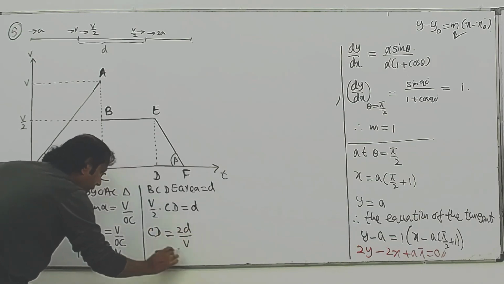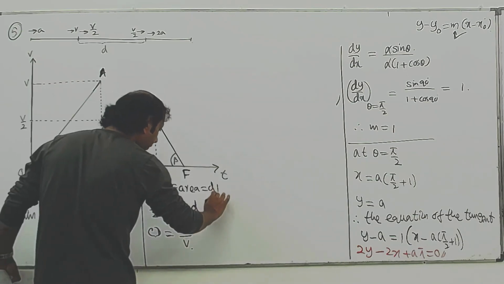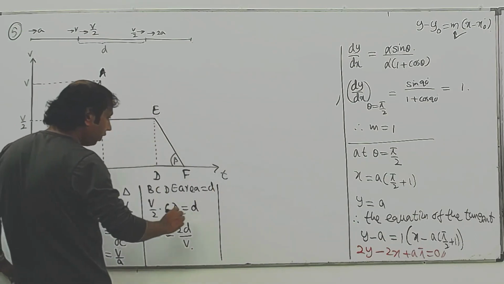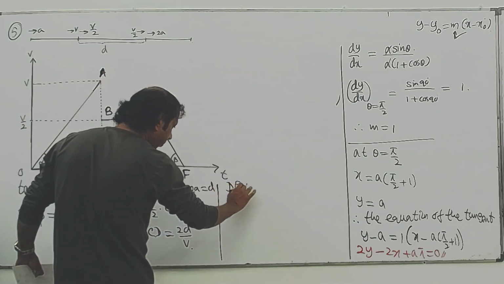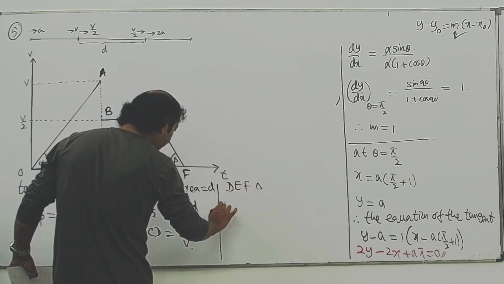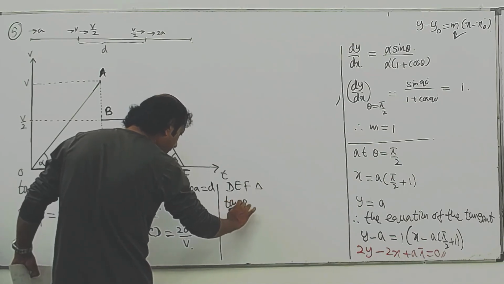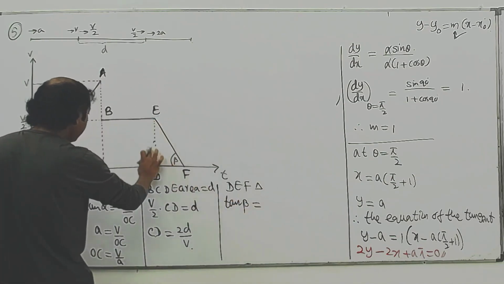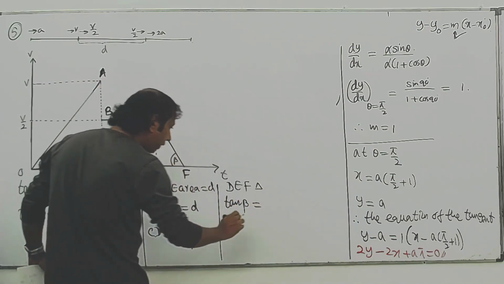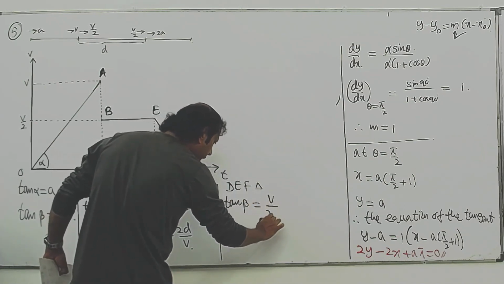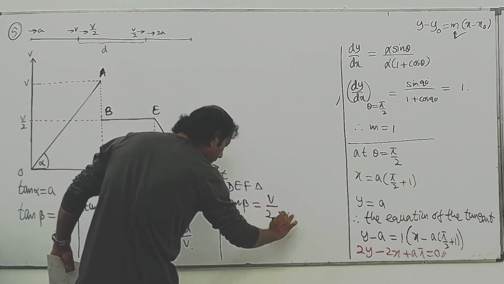2D over V, that is also okay. The next one, people: by DEF triangle, you can write tan beta. Tan beta is nothing but what? This height divided by this DF, no? It's V by 2, I write like this, and DF, right?